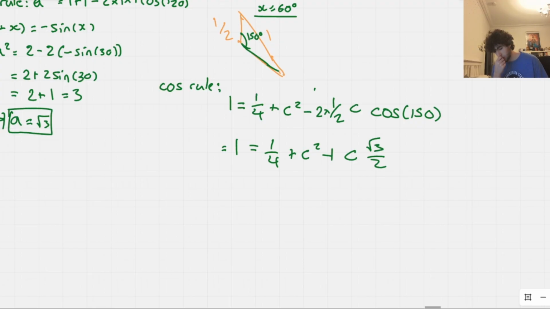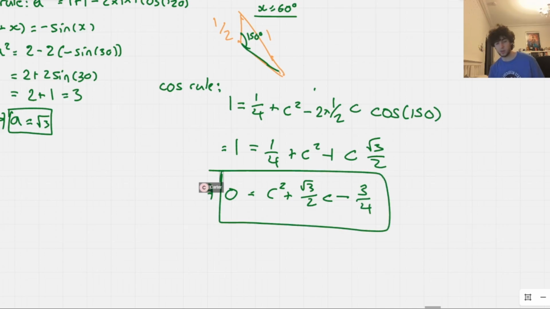Now obviously, then you can rearrange this. You get 0 is equal to C squared plus root 3 over 2 C, and then minus 3/4 effectively, right? So hopefully when I solve this, I'm going to get my side length, and then I can find my ratio. Hopefully, fingers crossed, this should work.